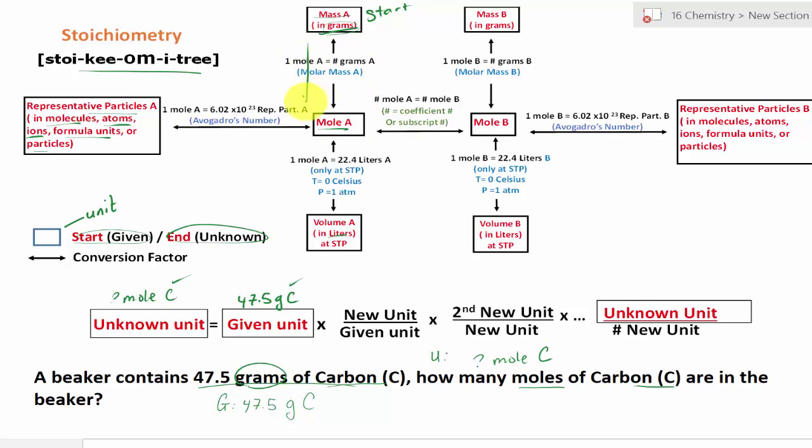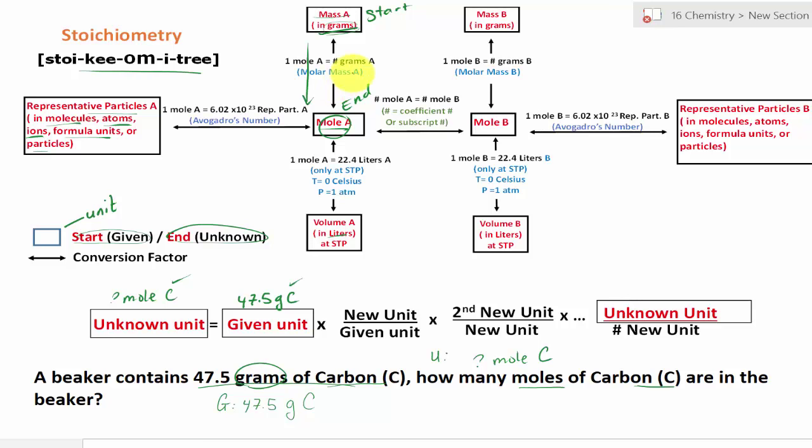Then we are done. So this is where we end, right there at the box of mole A. How do we apply that to our systematic approach? Again, we always start with our given, which is 47.5 grams of carbon. Then we follow the arrow on the conversion factor. Notice how we start and we end here, so we go in this direction. We have to multiply by that conversion factor.